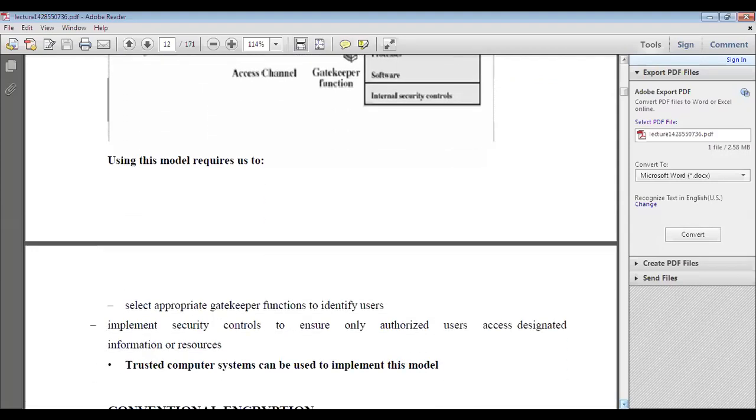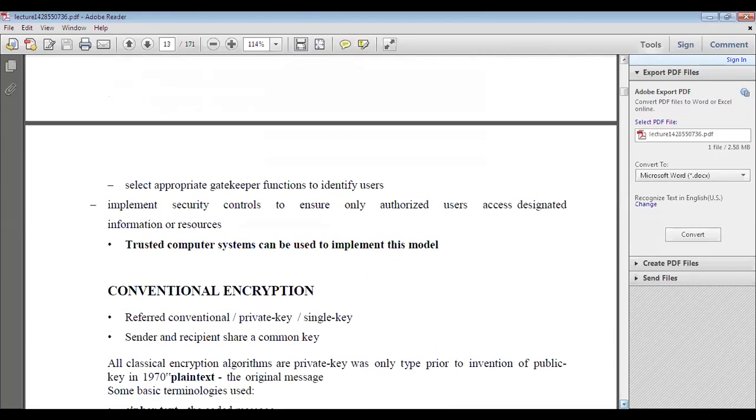So generally, in conventional encryption, you have to use two types of encryption. One is the symmetric and the second one is the asymmetric. Symmetric encryption is also called conventional encryption or single key encryption.